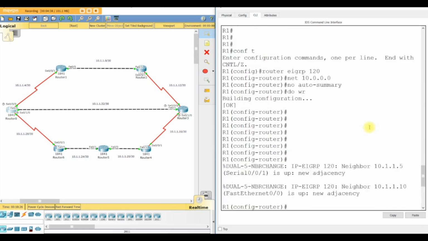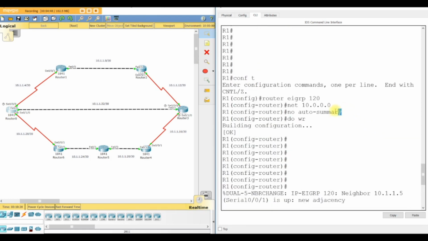One command you cannot forget: no auto-summary. And I will explain this. I want you to remember what I just said. Don't forget no auto-summary for distance vector routing protocols. And this is an advanced distance vector, but it's a distance vector nonetheless. But I'll explain something later on in the course about wildcard masking. I'm not going to get into it right now.